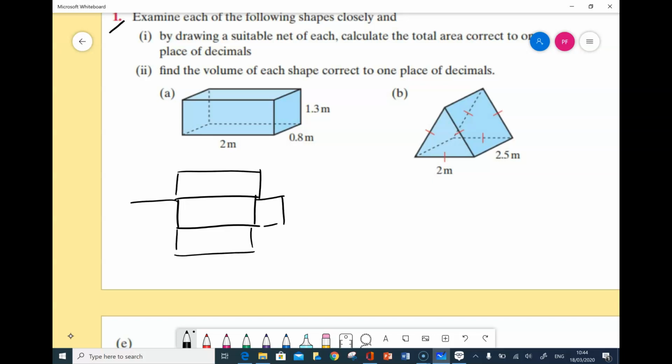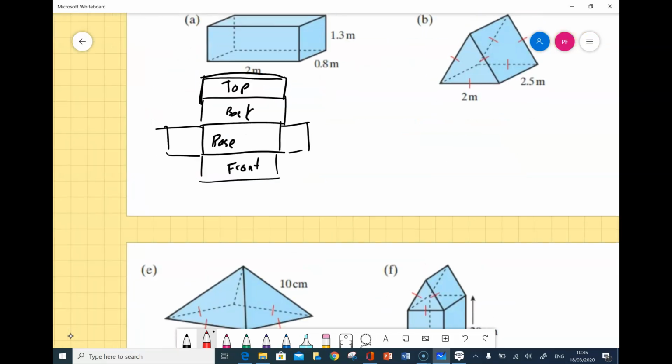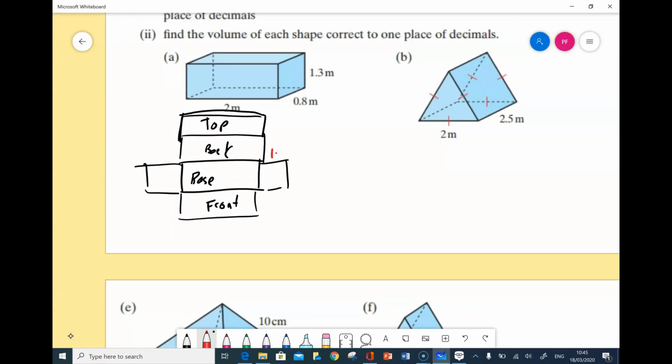You've got obviously various nets you can make, and don't forget to add in a sixth side. So I'm just going to say this is the base, and this is the top. So this is the back, this is the front, and obviously we've got the left side and right side there. I'll just fill in some measurements. The side is 1.3, and the width of that is 0.8. So that's 0.8, that's 1.3, 0.8.